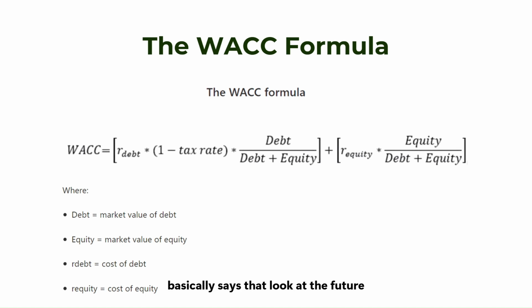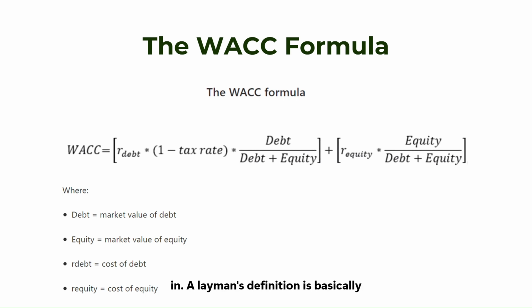It basically says to look at the future cash flow that a company is able to generate, then discount it to the present value. We want to know the worth as at today. That's basically what DCF is saying. So how do we get the discount rate in the DCF method of valuation? That's where the WACC, the weighted average cost of capital, comes in.